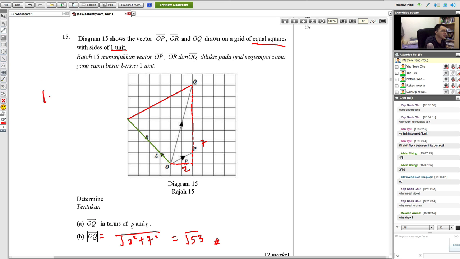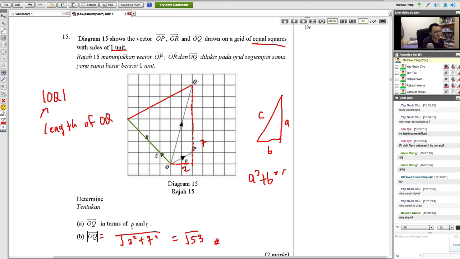Of course, when you see magnitude of OQ, you have to understand that magnitude basically means the question asks you to find the length of OQ. So just imagine if you have a straight line, how are you going to find the length? Definitely you will use Pythagoras, right? Because Pythagoras tells you a squared plus b squared equals c squared. This is what happens when we need to find the magnitude. Magnitude basically means the length.